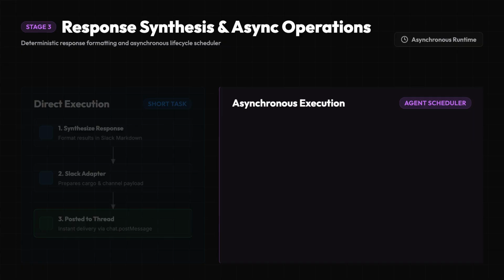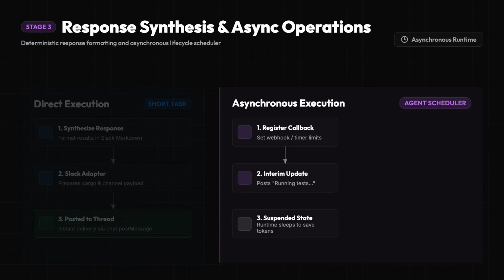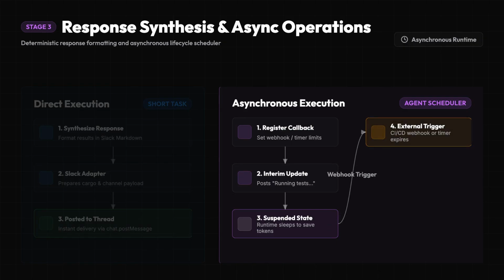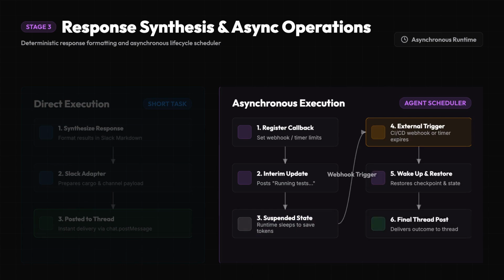To solve this, the Claude Tag runtime uses an agent scheduler. If it detects a long-running process, it posts an interim status update, registers a wake-up callback, and suspends execution, freeing up system resources. When the external process completes, such as a CI/CD webhook firing or a timer expiring, the scheduler wakes up the runtime, restores the execution state, processes the results, and posts the final outcome back to the Slack thread.